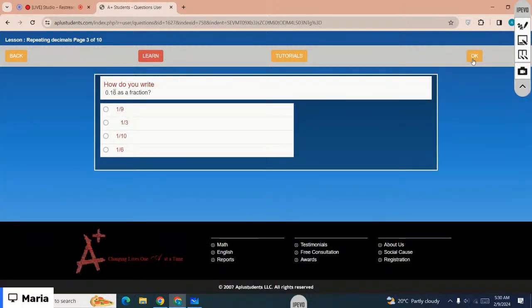Okay, how do you write 0.16 as a fraction? You can see a small bar on the 6, right? That means this is the repeating number. 6 is repeating again and again, right? So now you are given, how do you write 0.16 as a fraction? 0.166 in fractional form, you can write it as 1 over 6. The correct option is 1 over 6. Very good.